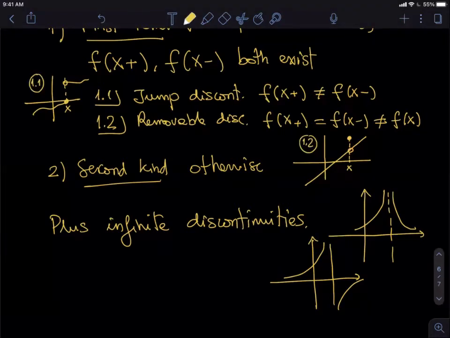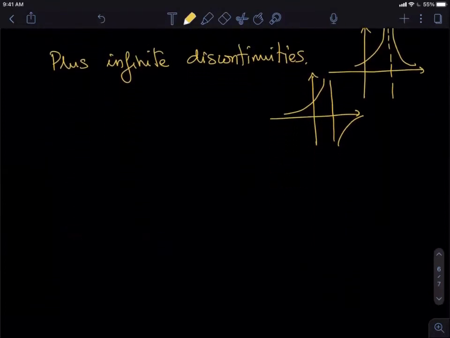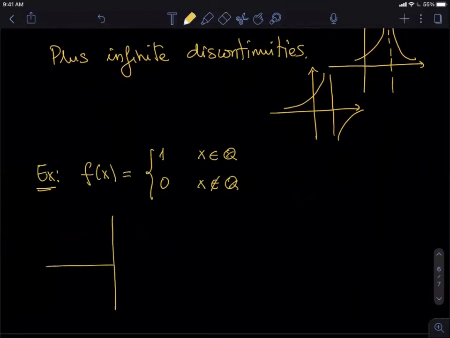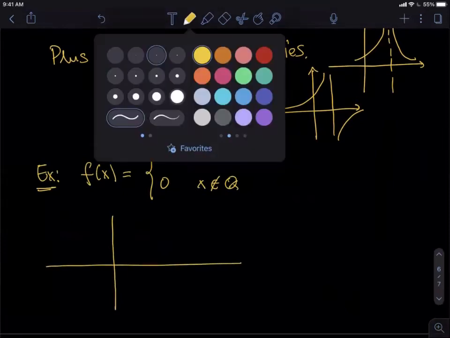Let's see some more complicated examples. For instance, we could have the function f of x that is 1 if x is a rational number and 0 if x is not a rational number, if it's irrational. Okay, so how is this function going to look? Well, we are not going to be able to tell.